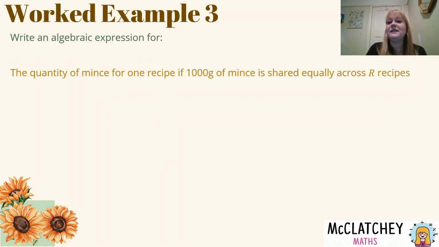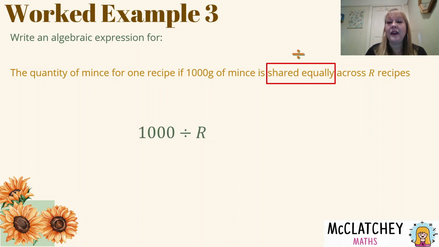Okay, worked example 3. The quantity of mince for one recipe of 1,000 grams of mince is shared equally across r recipes. Our keywords there are "shared equally". That tells us to divide. So now that we know that we're dividing, it becomes 1,000 divided by r recipes. And that's all we need to write for an expression.